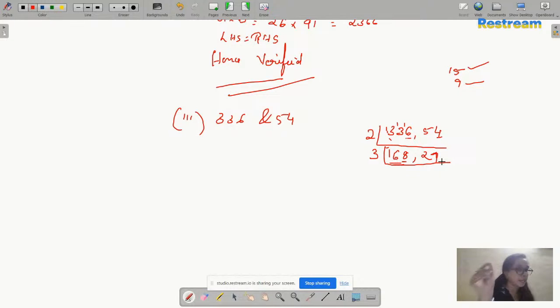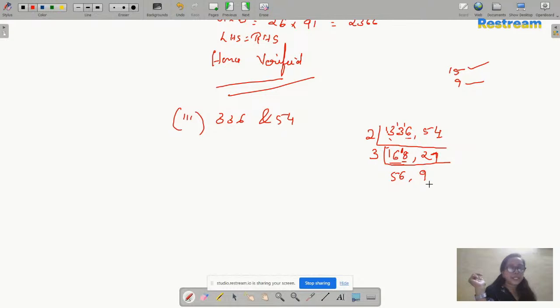Common factor is there, 3. Okay, common factor is there. So 3 goes on 16 5 times. 5 3s are 15, 1 carrying. 3 goes on 18 6 times, right? So 3 goes on 27. Again, 9 3s are 27. 9 times. Clear? 9 times.